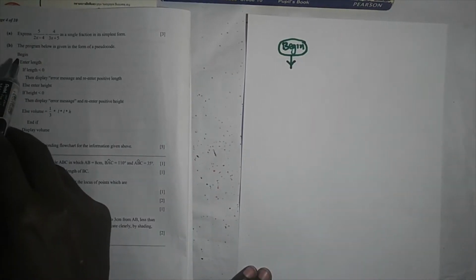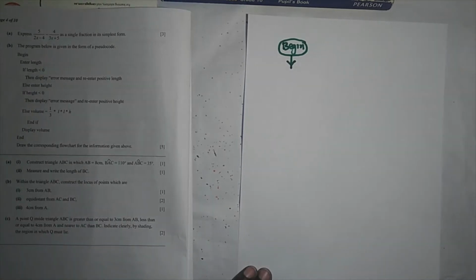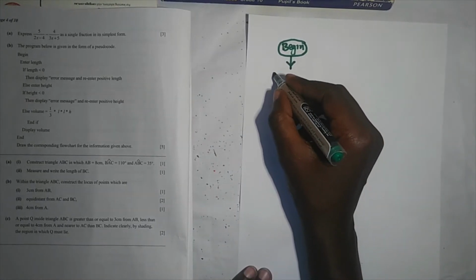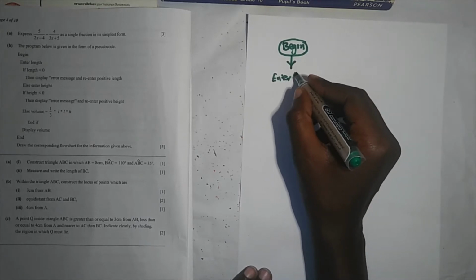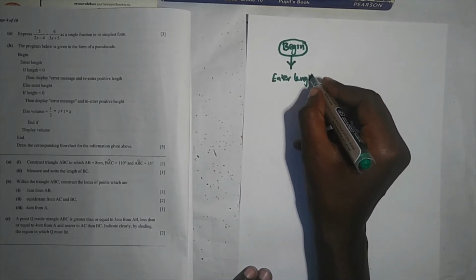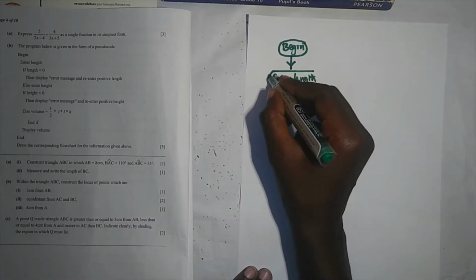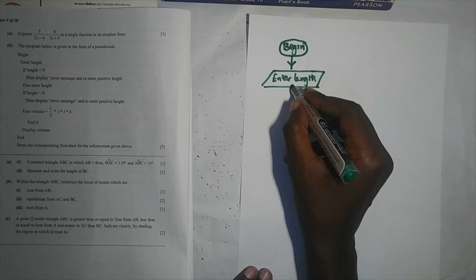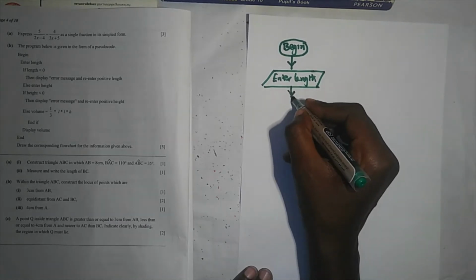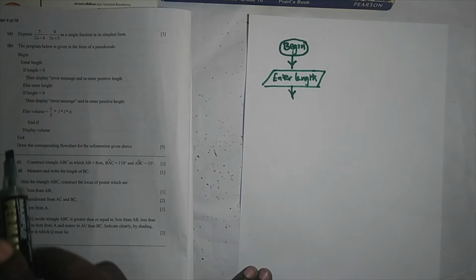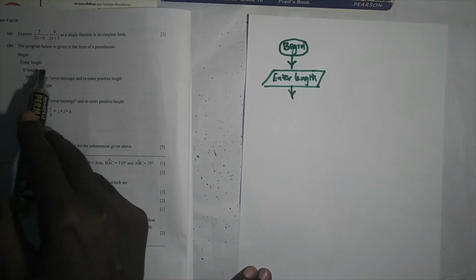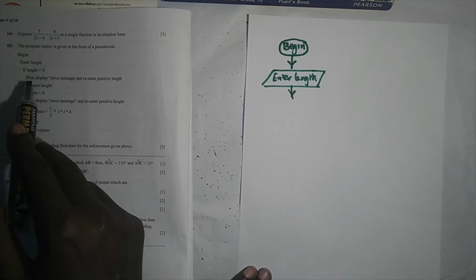The next step from begin is enter length. So the shape that we use for entering length is actually the parallelogram. So we are going to have here enter length, and then we put a parallelogram here. And then we are going to put another arrow to connect with the next shape. So the next one that we have from entering the length is this if statement. So this one goes into the decision box.